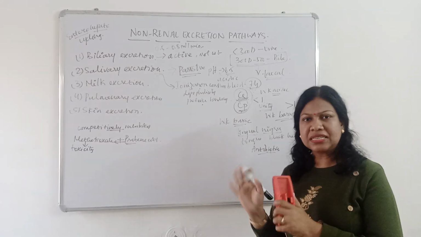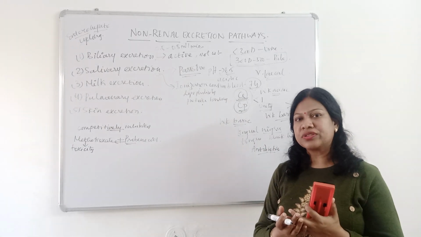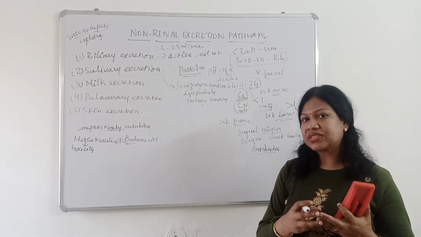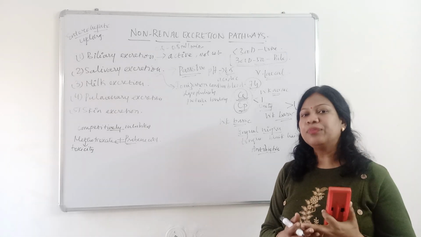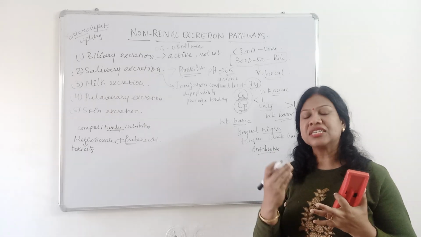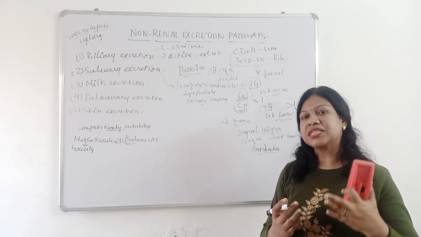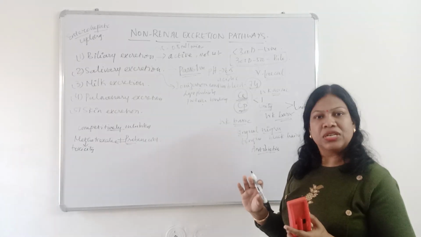Let me summarize the salivary excretion. Salivary excretion is a passive process. Since it is a passive process, what are the factors which will affect the salivary excretion of a drug? They are ionization constant, lipophilicity and protein binding. The drug must be ionized, the drug must be lipophilic, and in protein binding, the drug must be in free form. Those will get excreted through saliva.